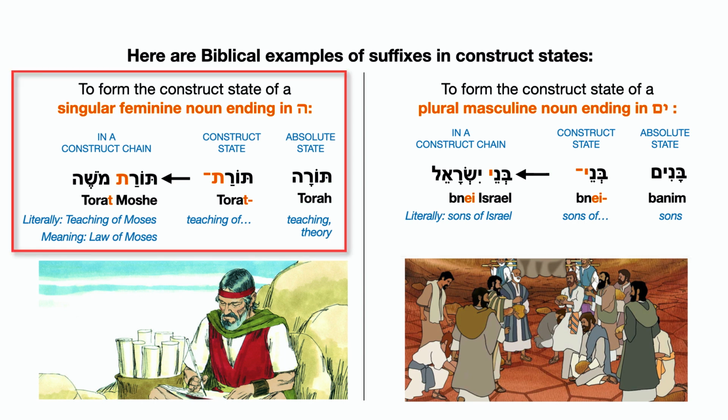And to form the construct state of singular feminine nouns ending in a, we add the suffix t, the t sound. So Torah means teaching. It ends with an a, so we add t, taf. Torah becomes Torat. Torat means teaching of. So in a construct chain, we say, for example, Torat Moshe. Torat means teaching of. Moshe means Moses. So teaching of Moses. Torat Moshe. That's how Jews would say the law of Moses.